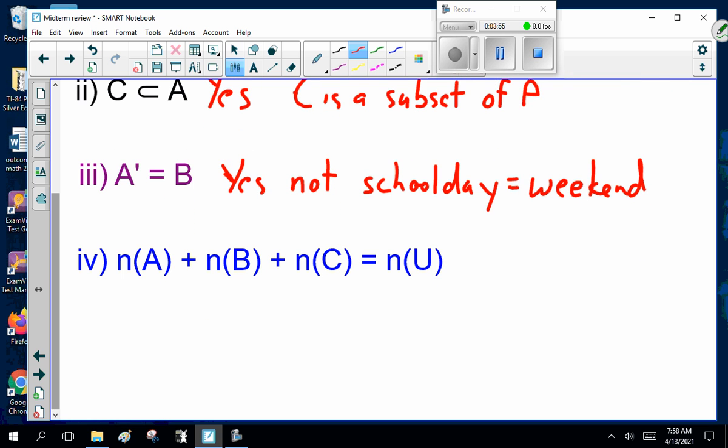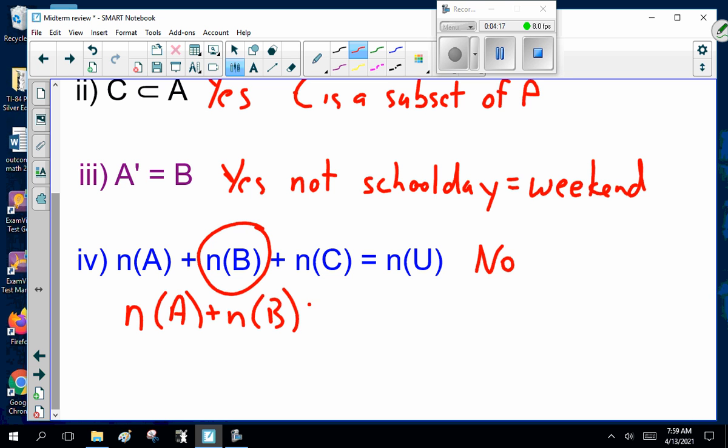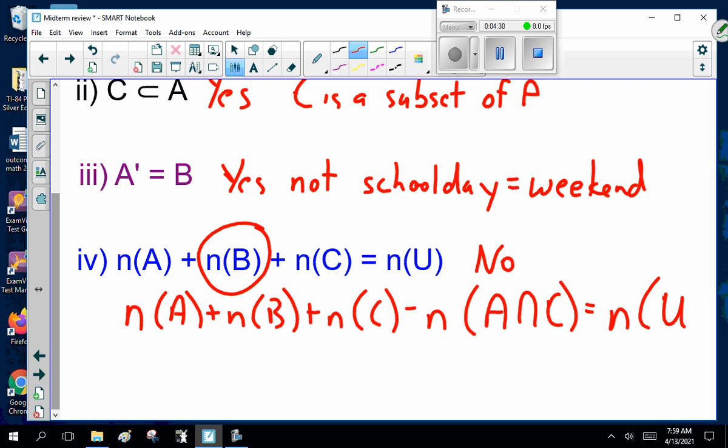And finally, number of days in A plus number of days in B plus number of days in C equals numbers in the universal set. No. Because of this overlap or subset, it should be NA plus NB plus NC minus the overlap, which would be A intersect C. Okay.